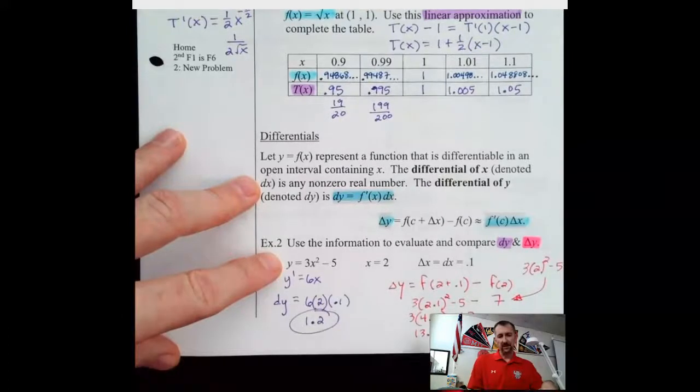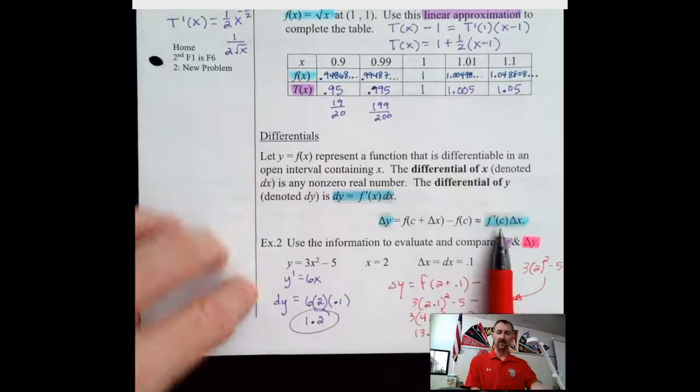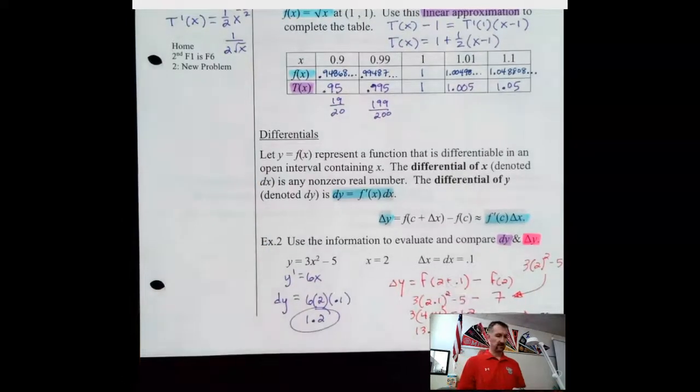So you can see that that's a bit more work than this, and especially if this function was a lot more complicated, then this would get a lot more complicated. So it's a lot nicer to just use the approximation here, the derivative at c times the difference of x.